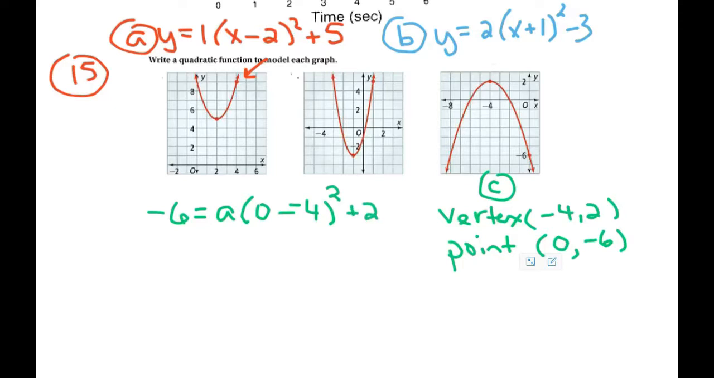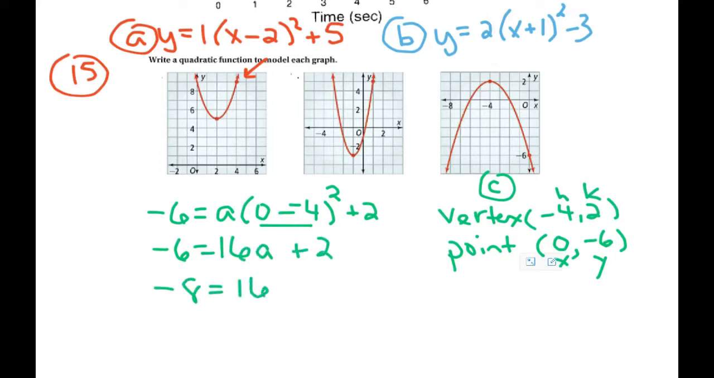Now, if it helps you out, I didn't do this, but you can label these every time if you're worried that you're going to plug the wrong numbers into the equation. So feel free to label them every time. All right, so -6 is equal to 0 minus -4, which is +4. 4 squared is 16, a plus 2. I'm going to subtract 2. I'm going to divide by 16. And I'm going to find out that a is -1/2.